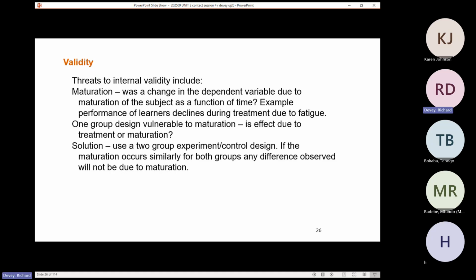Again, the one group design is vulnerable to maturation. And a solution again would be to use a two-group design, where both groups are having the same experience in terms of any kind of maturation. So both groups are going through time at the same pace. Any difference occurring due to maturation would be occurring in both groups. So if there's a bigger difference, then it's presumably due to the treatment.